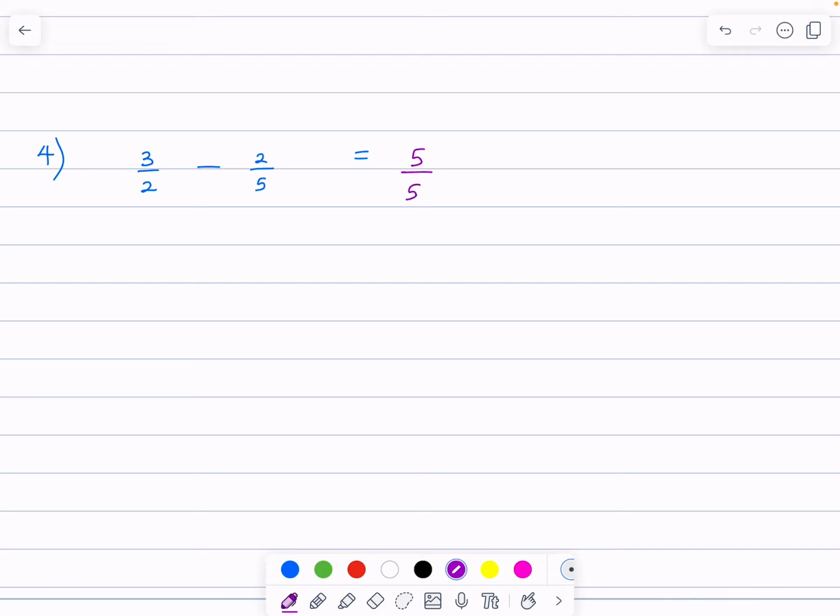So I have my 3 over 2 minus, right? I'm multiplying the 3 over 2 by the denominator of the second number, which is 5, right? So then I'm going to multiply the 2 over 5 by the denominator of the first one. The denominator of the first one is what? Is 2. So I'm just going to multiply by 2 over 2, right? The dot there means I'm multiplying. So you see the way I did it.